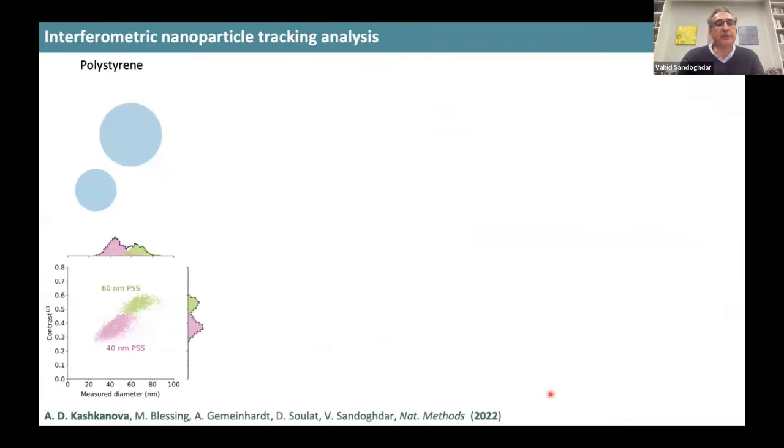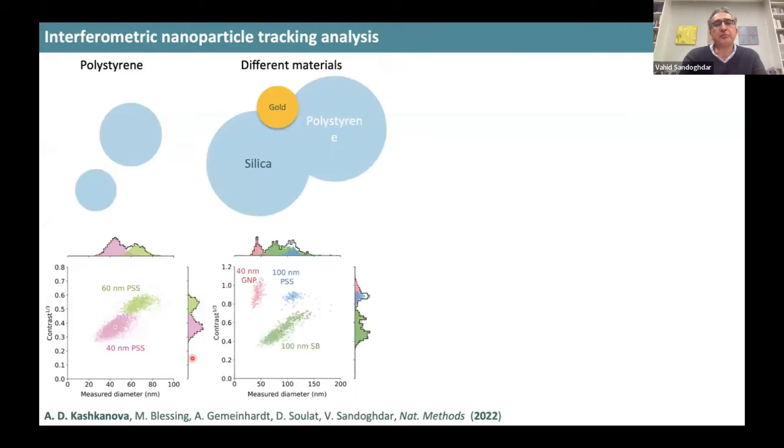Another case study, we've mixed polystyrene particles of 2 different sizes. Again, we can recognize them as 2 separate populations, not just because we've colored them, but because you can clearly recognize these different populations, clouds, if you want. Here's an example where polystyrene particles, silica particles, and gold nanoparticles were mixed, of different sizes. And again, you can clearly distinguish them.